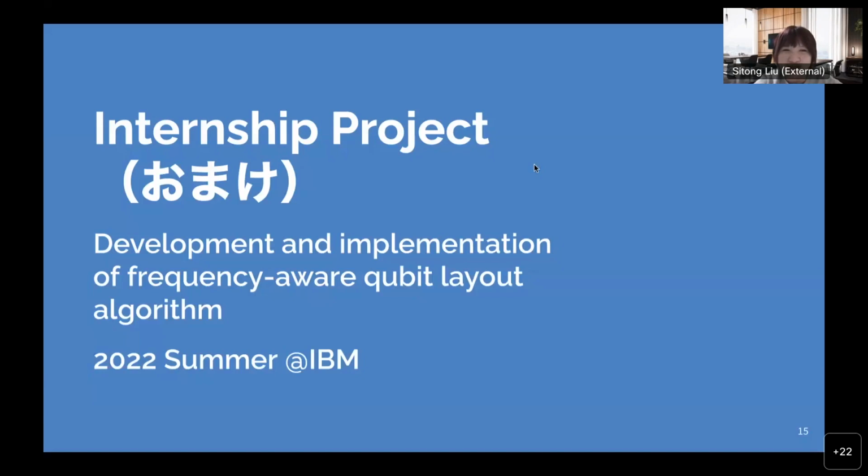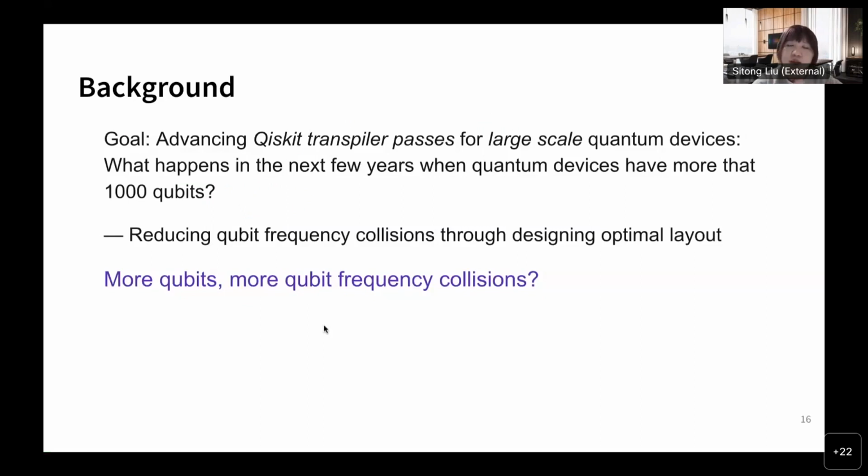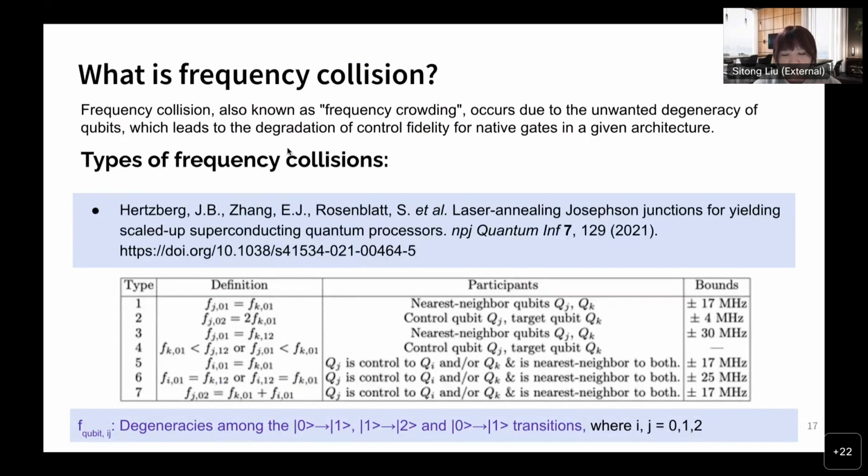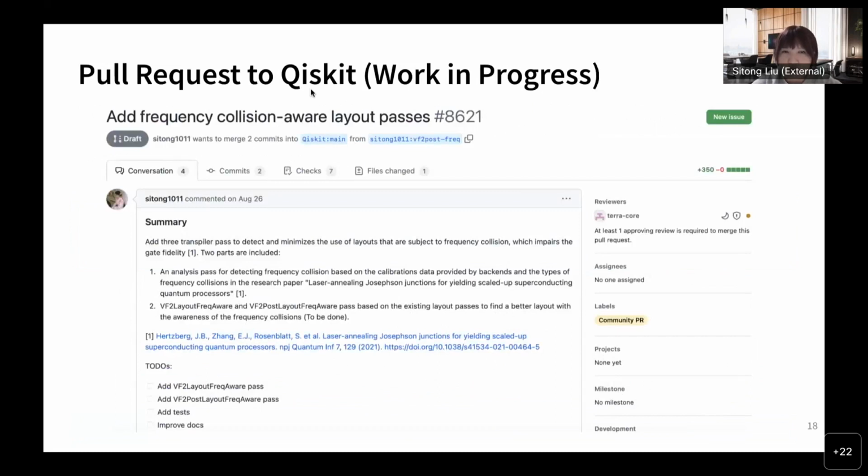And this is one of the omake, because this is a project I have done this year, after I became a Qiskit advocate. It's about developing and implementing a frequency-aware qubit layout algorithm. The background is that quantum computing, as we all know, has a lot of advantages, but it still has some disadvantages. For example, it has noise, and in order to make a quantum circuit run on a quantum device with higher fidelity, we need to solve the problem called frequency collision. As a result, I have made a pull request to Qiskit, and it is still work in progress. I hope it can be published later.